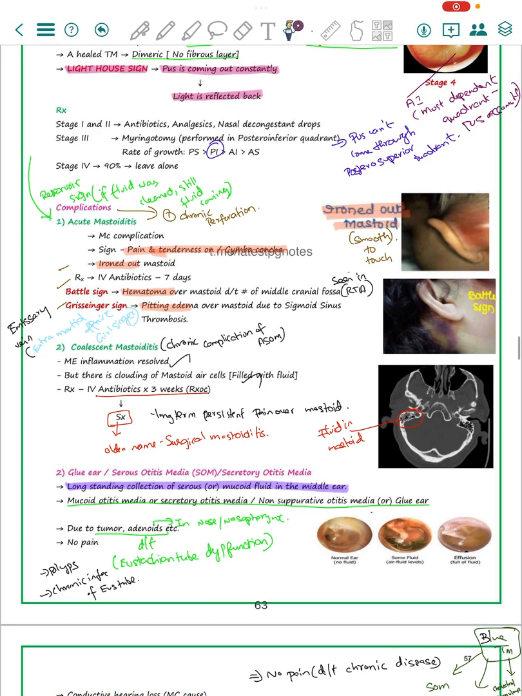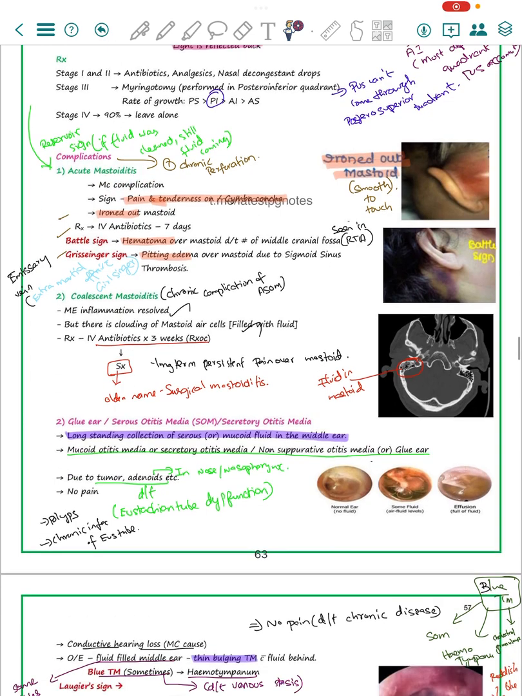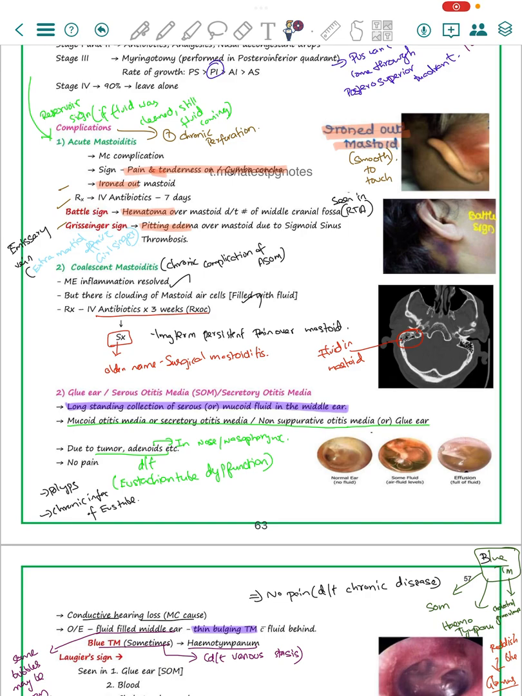Okay, guys. Then the other sign is the reservoir sign. Even if the fluid is cleaned, it will still keep coming out. It is also seen in acute mastoiditis. The treatment is you should give IV antibiotics for 7 days to remove the infection. Then you can perform surgical methods like mastoidectomy if the antibiotics fail.